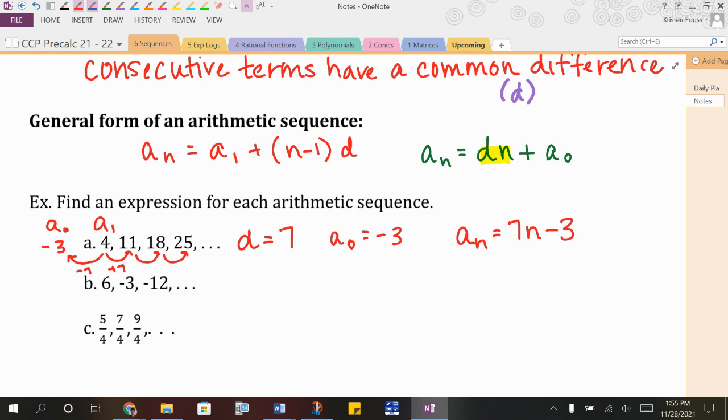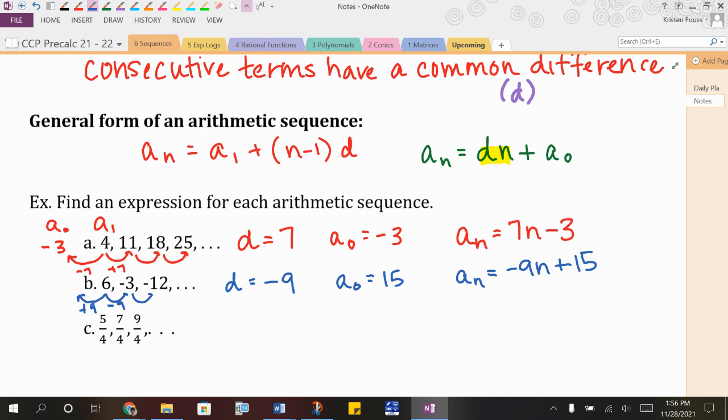So for letter B, I can see first term is 6, then it goes -3, -12. So when I look from one term to the next, looks like we're subtracting off a 9. So -9 would be my D. And if I want to find my A0, if we are doing a -9 to get from term 1 to term 2, if I want to work backwards, I'm going to add 9. So my A0 must have been 15. So I can say my explicit formula, AN equals -9n plus 15.